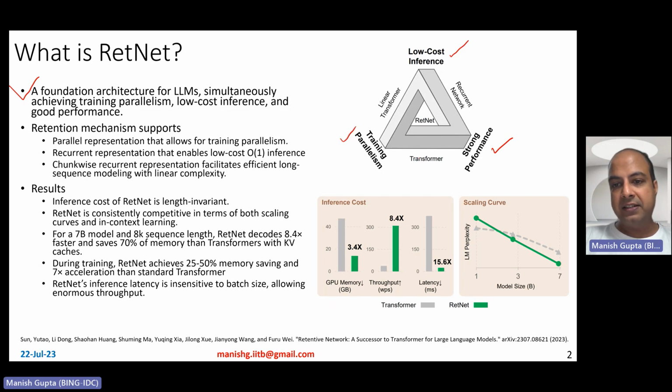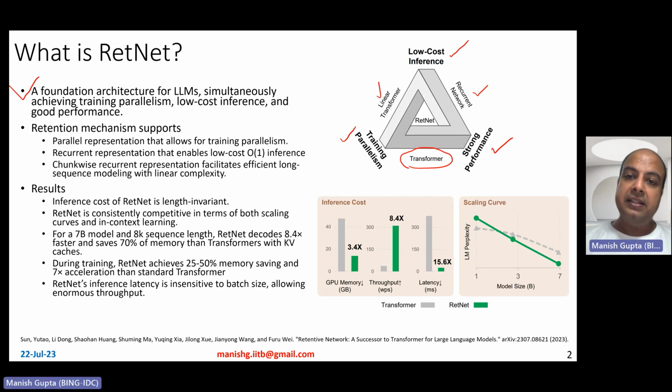Now, of course, the standard transformer models help you get training parallelism and strong performance, good performance across several tasks, but inference is not low cost. Inference takes quite some time, right? Recurrent neural networks, RNNs, LSTMs, and so on can get you strong performance and low cost inference as well, but then training parallelism is not there. Essentially, it has to be done sequentially, right?